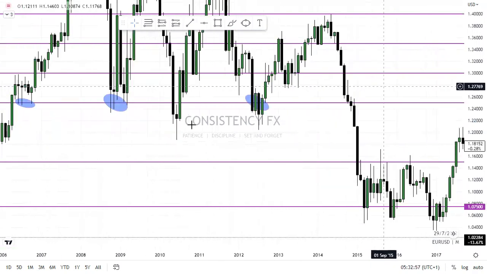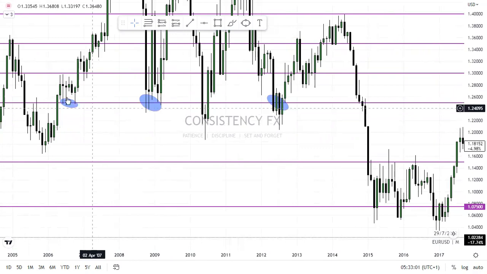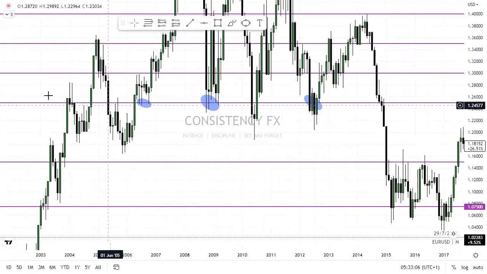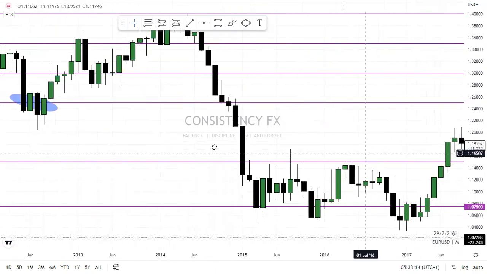Now, obviously, prior support becomes resistance. It's a rule in the market. So this place was previously a support. If you check here, it was previously a resistance, price broke below, broke above, broke below, became support. And now it's acting as a resistance.